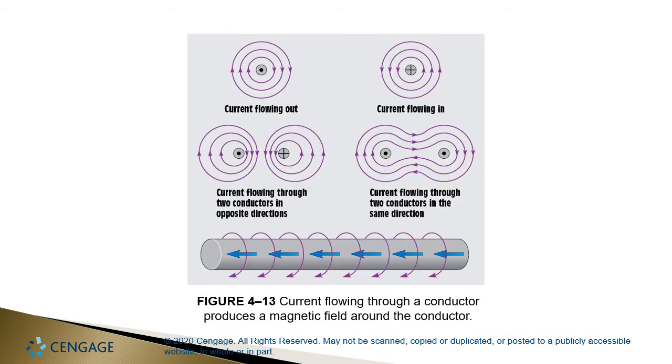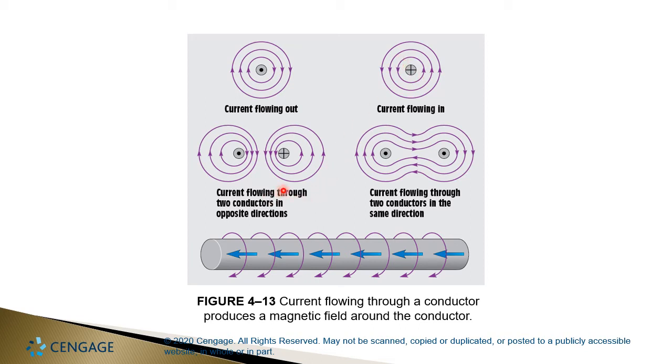If you take a look at a wire or a conductor, you see here, this dot shows the current flowing out. So if the current's flowing out, you will have the magnetic field looping around it clockwise. On the other hand, if you have the current flowing in, this plus side represents current flowing in, you still will have a circular magnetic field, but now it will be counterclockwise.